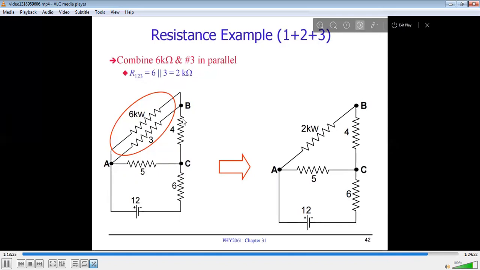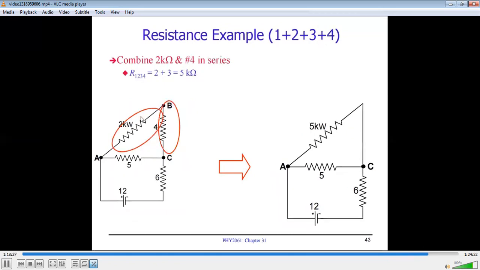So we can transform into an equivalent resistance of what? R123 with the fourth will be 2 plus 3, that means 5 kilo ohm. So the 2 kilo ohm and the fourth resistance are in series connection, which is just the sum of the two resistances. So this can be converted into an equivalent resistance of 5 kilo ohm in the right part.